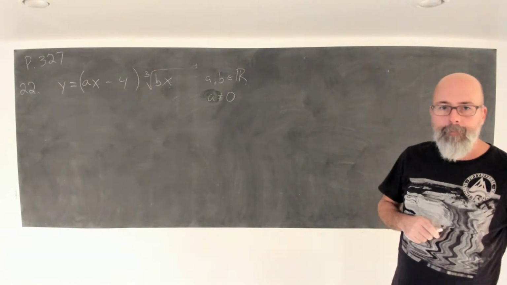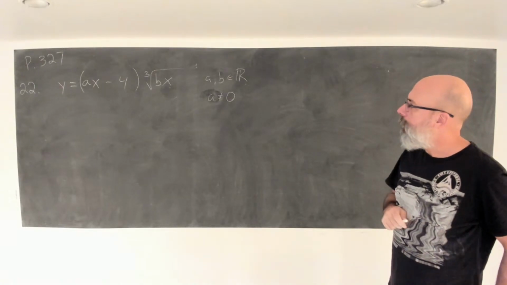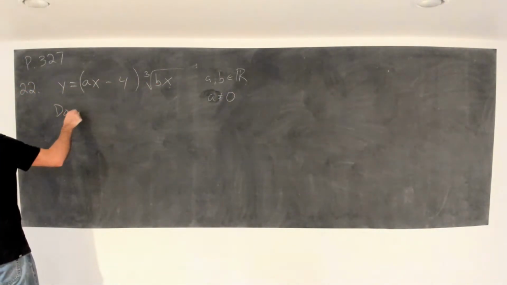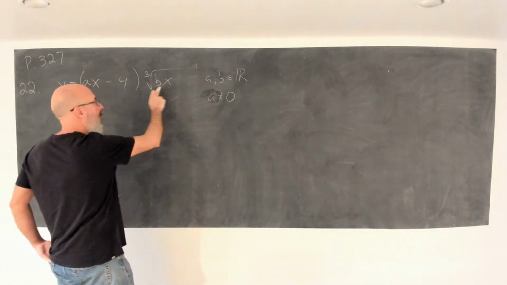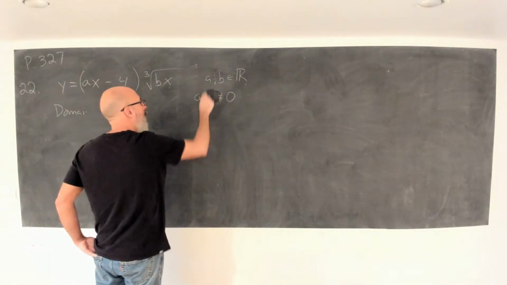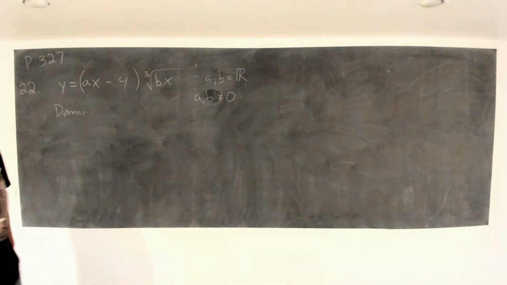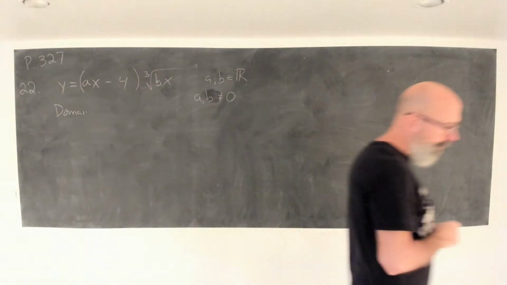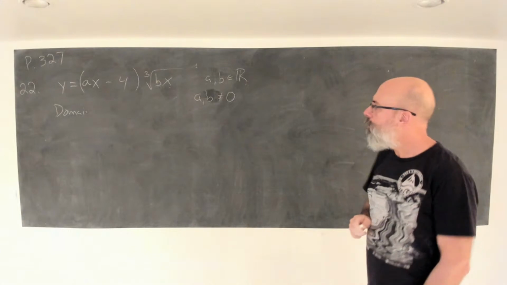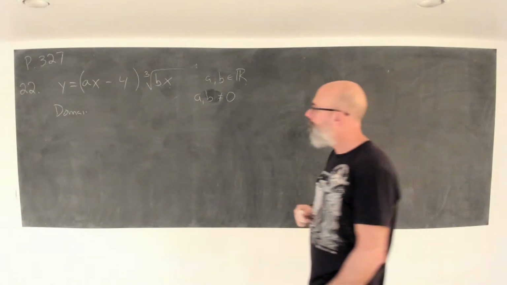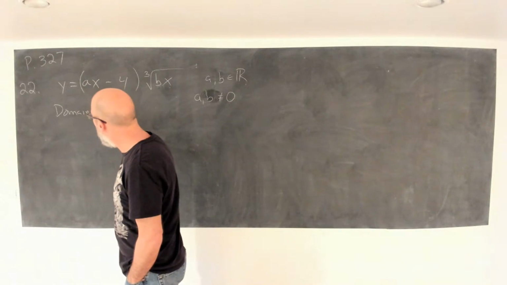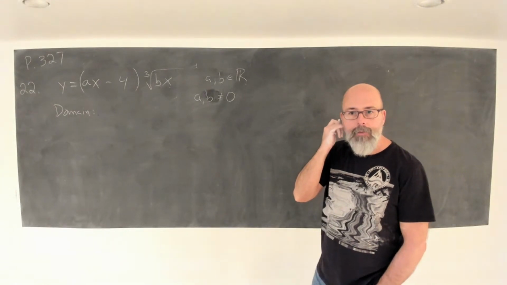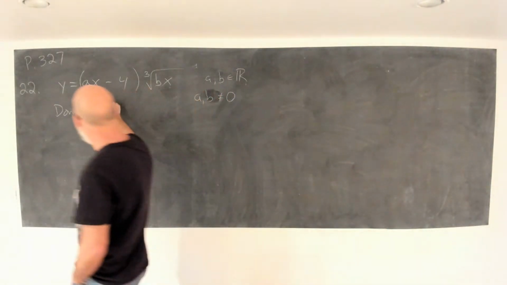First question, what is the domain? I might as well take B to be not 0 as well. So A and B not 0. Right, because if B is 0, the whole thing is 0, and that's not interesting. What is the domain here? Regardless of what A and B are, the domain is all real numbers.